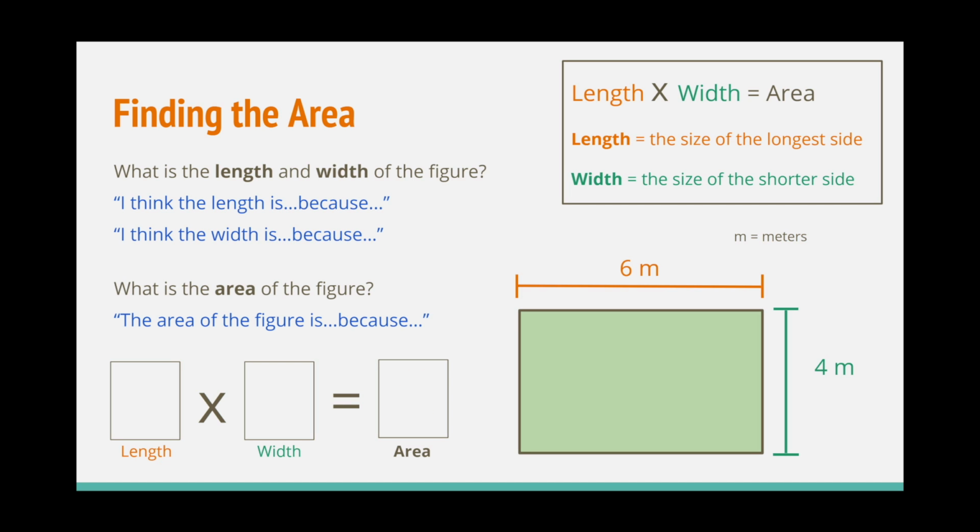Let's do another one. What's the length? What's the width? And then what's the area? So the length is the longer side. The length is 6 meters. The width is 4 meters, and then I multiply. 6 times 4 is 24 square meters. That's how big that figure is.